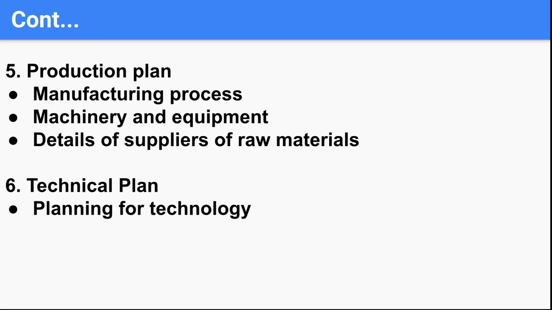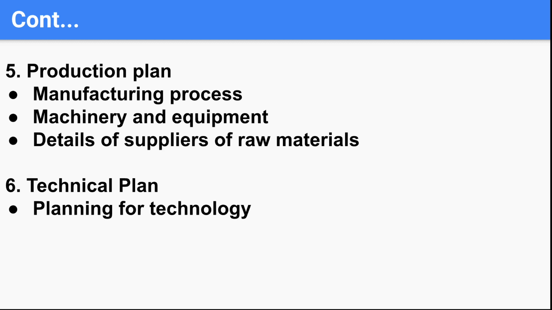Clear? Next, machinery and equipment: from where he is procuring the machinery and the equipment, what type of equipment and machinery he is using, what its investment is, and how much production capacity it has, how much per day or per week it can produce. All these details have to be mentioned.